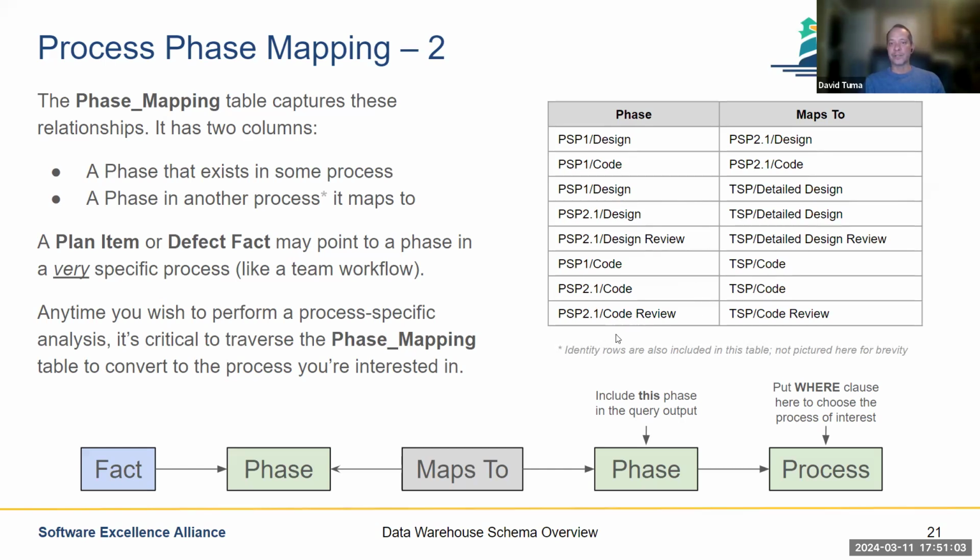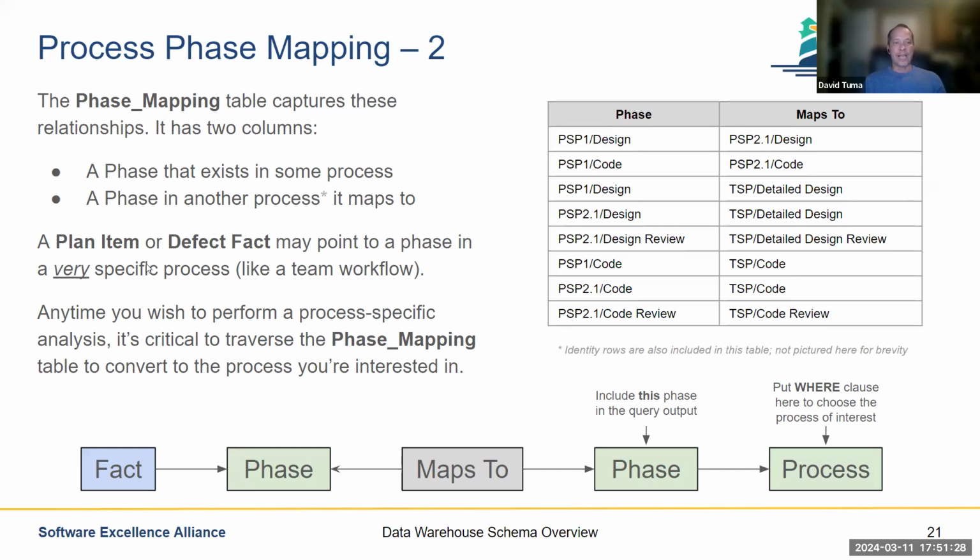And so you can see just some examples from the mapping we saw on the previous slide and how that would get represented in this table. Now I'll point out that identity rows are also included in this table. I didn't put them here for brevity, but PSP1 design is the same thing as PSP1 design. So there's identity rows.